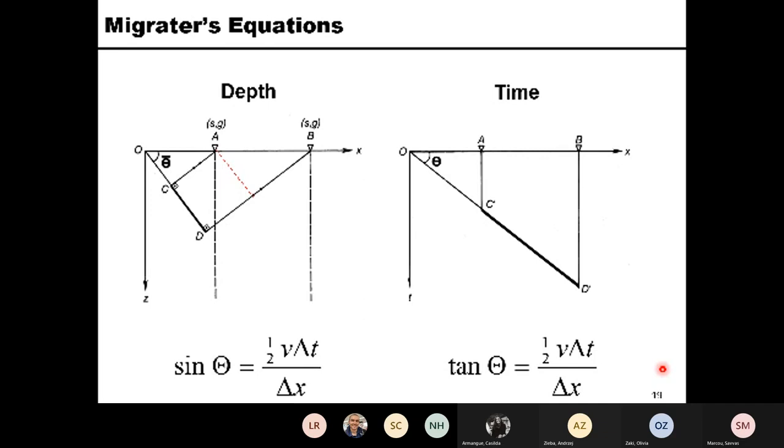So it means in the geological space, everything is much more straightforward, simpler. But in the geophysical space, in the geophysical domain, everything becomes more complicated.